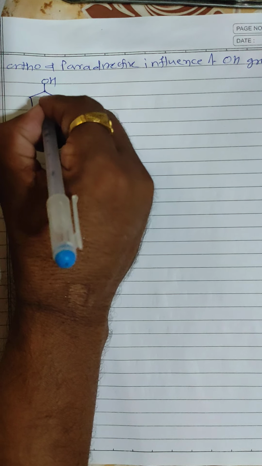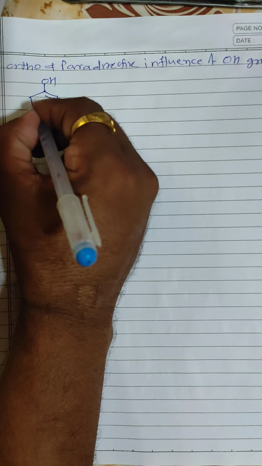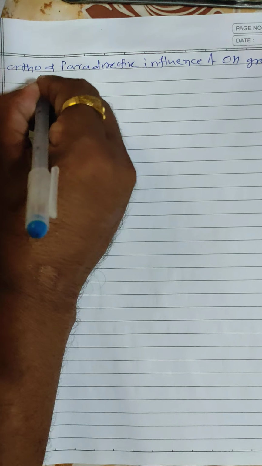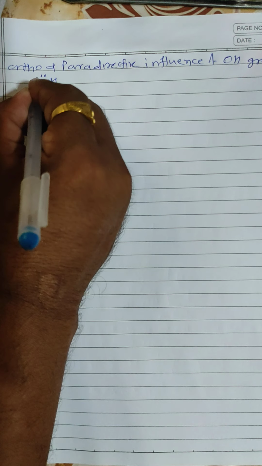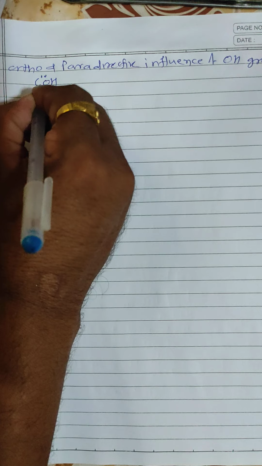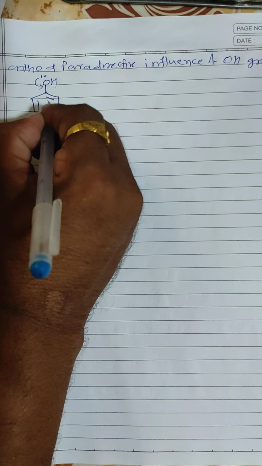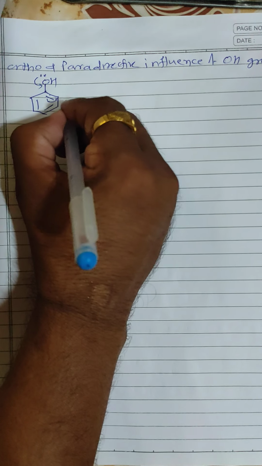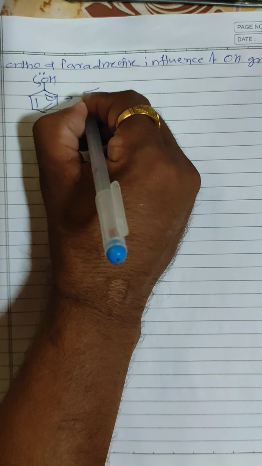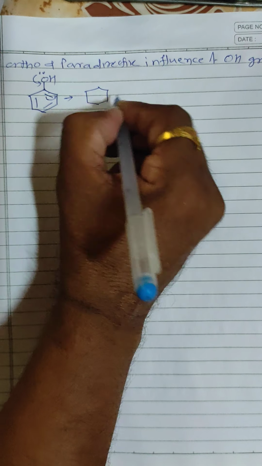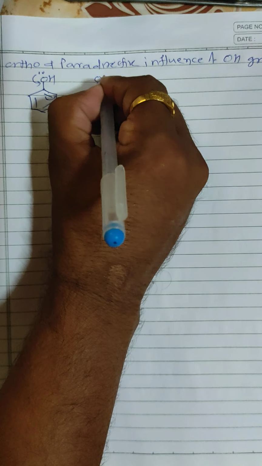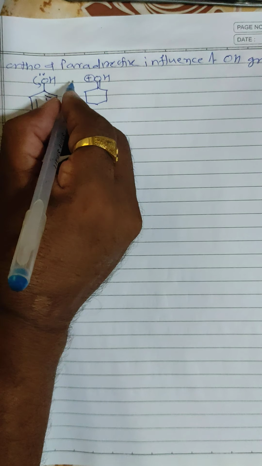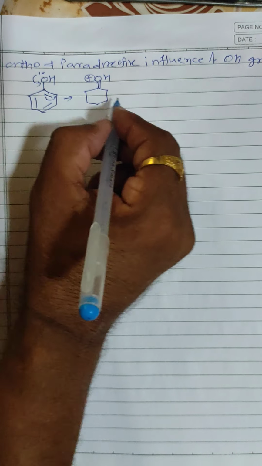OH, double bond, single bond, double bond, single bond, and double bond. In this case, O having a lone pair of electron. This lone pair of electron is shifted here. These bonds are shifted here, and to form a structure like double bond OH plus. After donation of the pair of electron, it becomes a positive charge.